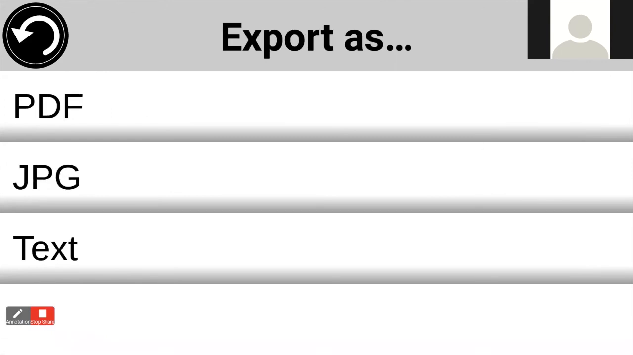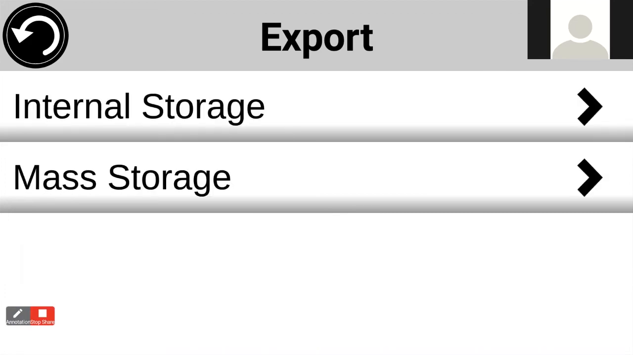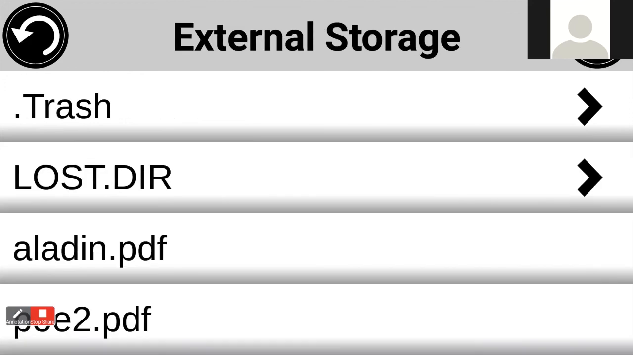mass storage in one of the windows. I will export it as a PDF. And here is the window where it says internal storage and mass storage. Select mass storage. And since we have already selected which storage to export or import at the beginning, it will bring you to the USB drive to export at that location.